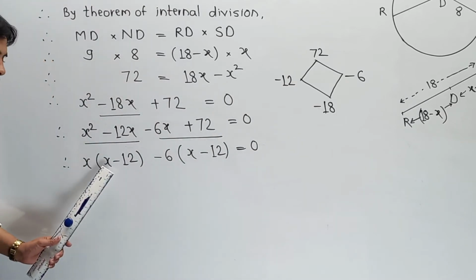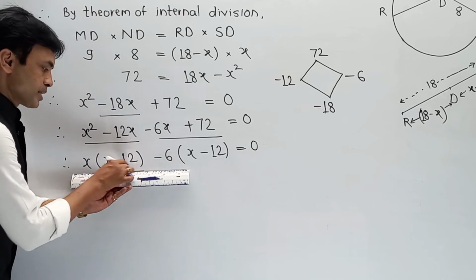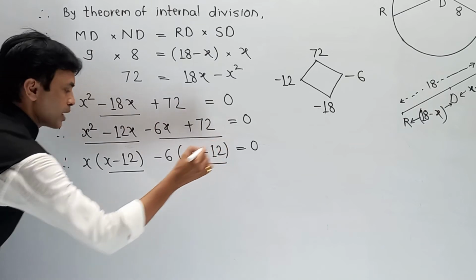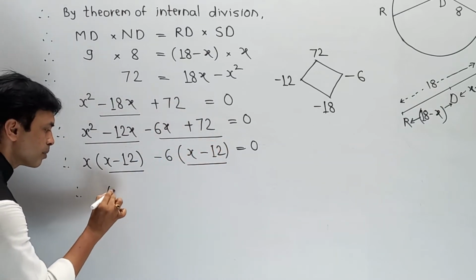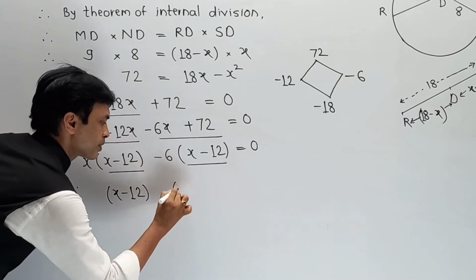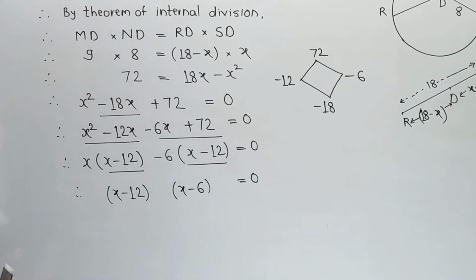Now we are getting the first bracket as x minus 12, x minus 12. So this bracket must be the same, and then your factor is correct. So here x minus 12, x minus 12. Take x minus 12 as a common factor. In the secondary bracket it becomes x minus 6 is equal to 0, as usual.